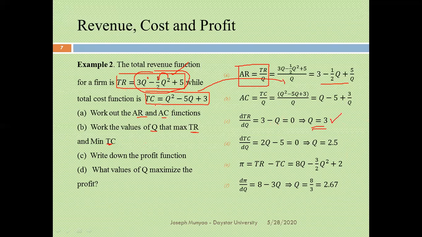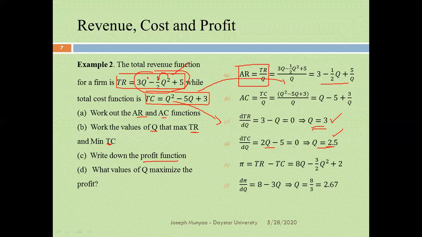Now, total cost: come here, take this function and differentiate. Q raised to 2, the 2 comes in front, so you get 2Q minus 5, because the Q here will go to 1, and 3 will go to 0 because it's a constant. So you get this, equate with 0, and simplify. So the total cost is minimum at 2.5.